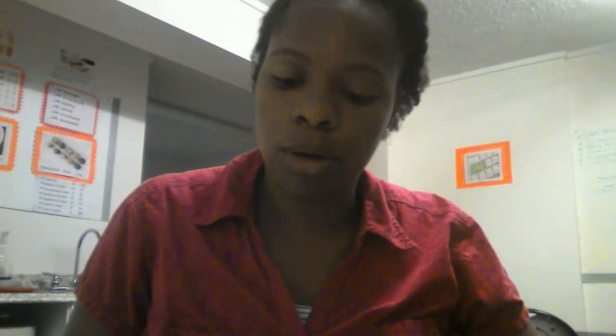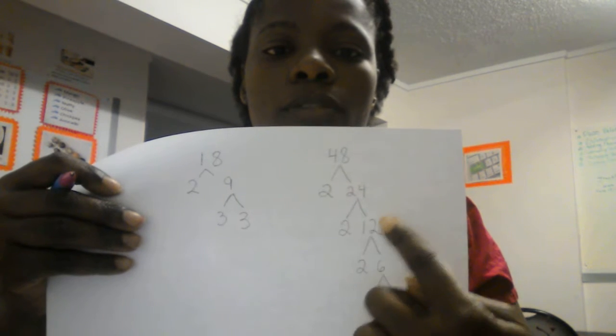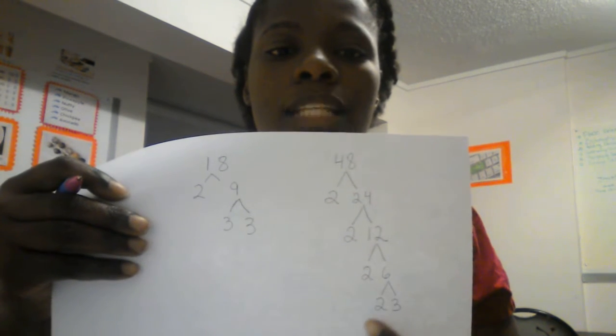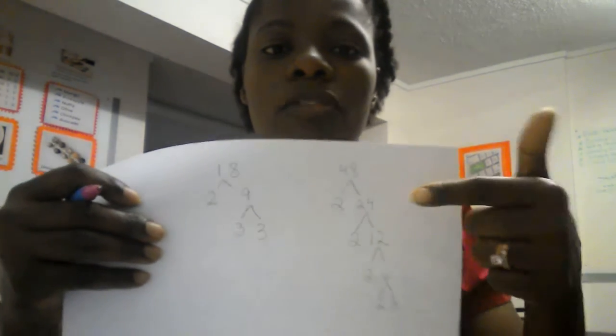So say I get the number 48. Alright, so if I divide 48 by 2, I get 24. Divide that 24 by 2, I get 12. Divide that 12 by 2, I have 2 and 6. Divide that 6 by 2, I have 2 and 3. Wow, look at that. This is my factor tree. So I did the 2 and the 24, 2 and the 12, 2 and the 6, and then 2 and the 3. Now those 2's and 3's are my prime factors of the number 48.